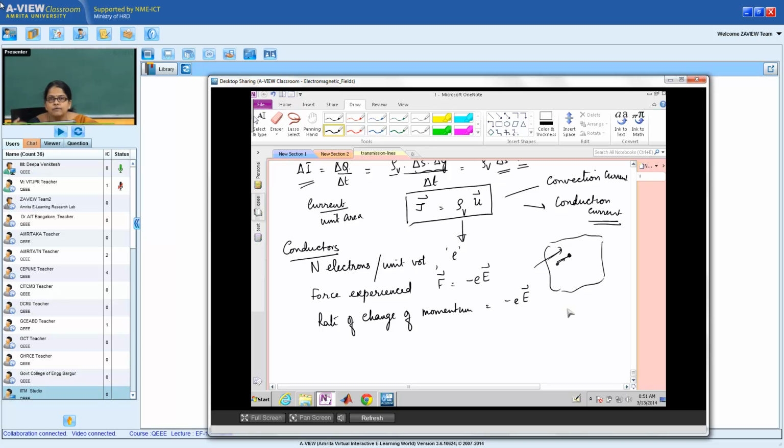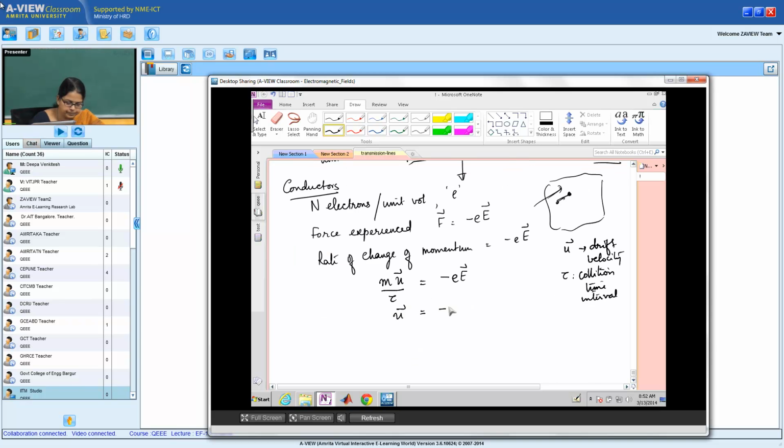So if u is the drift velocity, which is the velocity with which the electrons are drifting in the conductor, and tau is the collision time, which means the time for which the electrons are able to move before they collide and their momentum changes. In that case, the rate of change of momentum is simply m u by tau, change in velocity over time, equal to minus e E, in which case you have u as minus e E tau by m.